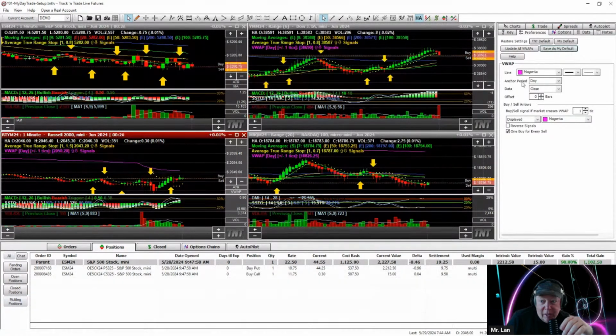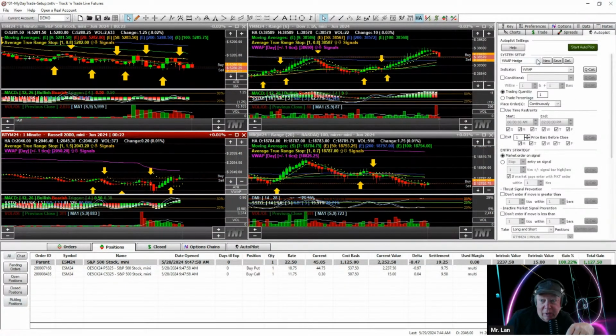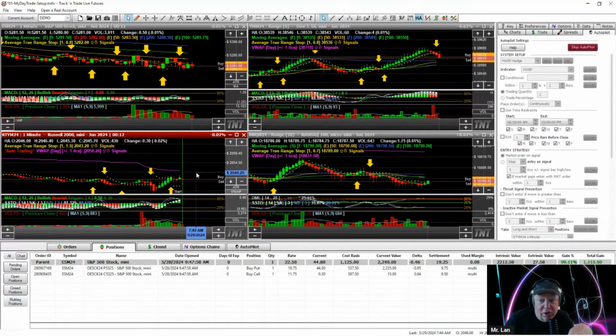It's already saved. But now we're going to apply that and we're going to turn on the autopilot. And we got the VWAP hedge. And we could put on time restraints so it stopped trading at a certain time. But I'm going to be around. So we're going to just say it just like that. Okay, so it's going to start trading.